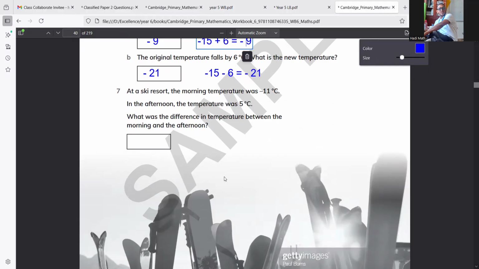You would like to find a difference. Immediately remember, difference is equal to the greatest minus the smallest. The greatest one is 5, minus the smallest one, negative 11. That's equal to 5 plus 11, and 5 plus 11 is equal to 16. So the answer here should be 16 degrees Celsius.